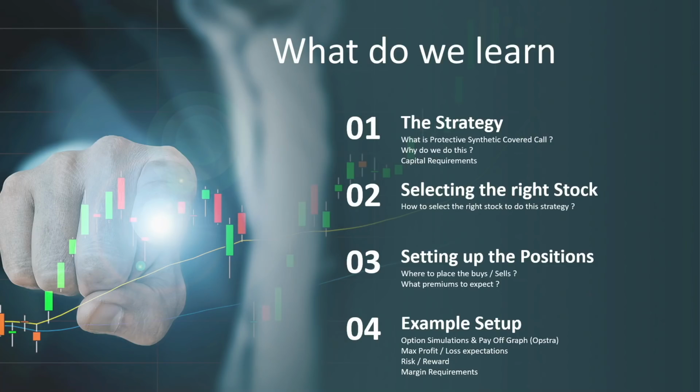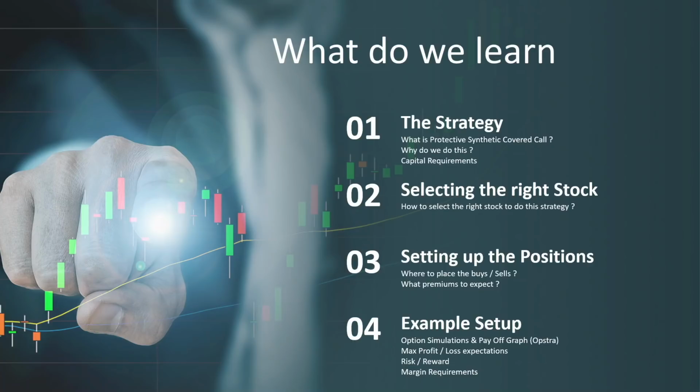What we are going to learn today is the strategy, what is protective synthetic covered call, and why we do this. And then we will go through the capital requirements for this strategy, meaning how much margin is being blocked, how much premium we will pay for the option positions, all those things. Then the important part of selecting the right stock to do the strategy, how to select the right stock. So that we will go through. Then we will go through setting up the positions, how the positions are set up, where to place the buys and sells and what premiums we can expect here, all those things.